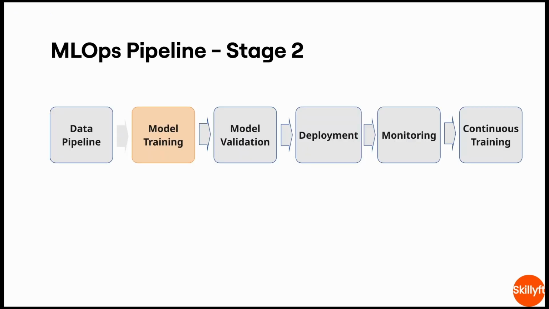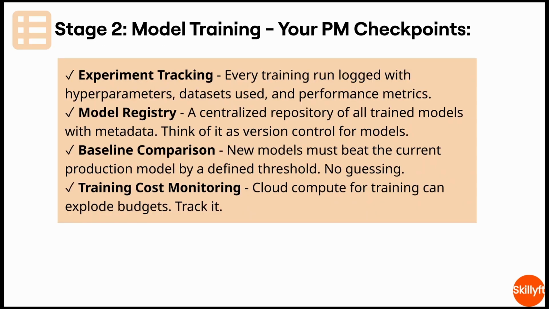Stage 2, model training and versioning. Your data scientists are training models, possibly dozens of experiments, without proper tracking. You lose reproducibility. So the PM checkpoints in this stage are experiment tracking. Every training run should be logged with hyperparameters, datasets used, and performance metrics, so that you can trace back what parameters were used and which datasets were used to train your model. Then you need to maintain a model registry, a centralized repository of all trained models with metadata. Think of it as version control for models.